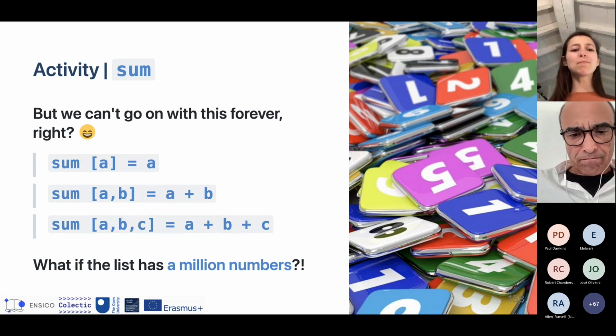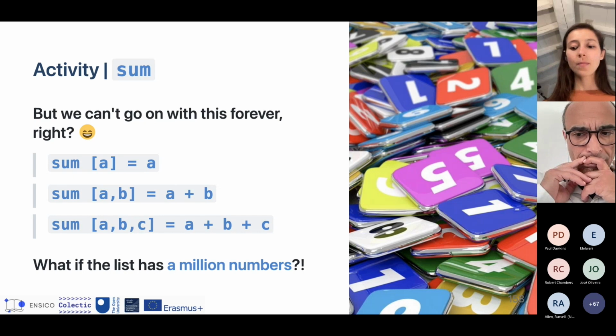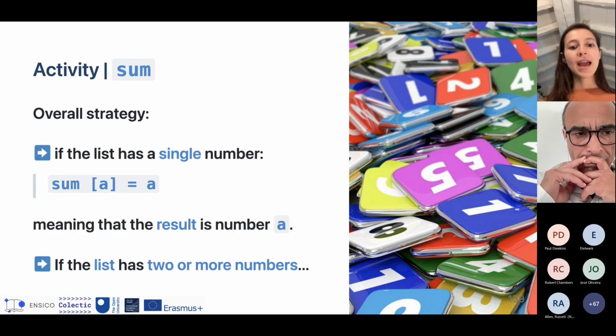But come on, we can't keep on doing this forever, right? If I want to compute the sum of a list with 1 million numbers, I can't just keep writing this on the computer, okay? So we need a general strategy to solve everything, okay? We need a strategy for the general case. And so what's the overall strategy? If the list has a single number, then the result is that number. That's done. Very easy. Great.